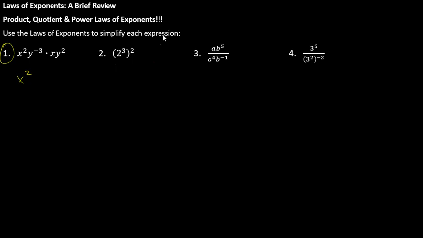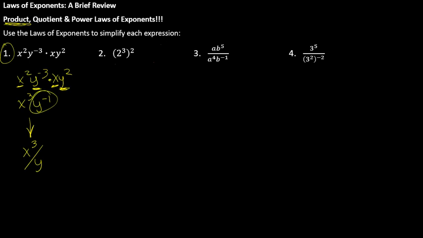So here we've got x squared times y to the negative 3 times xy squared. Okay, so first we want to look at things that have matching bases. So x squared times x, well, that's x to the third. Then we're looking at our y's, and of course, we're invoking the product law. So y to the negative third times y to the second, well, that would be y to the negative 1, which is going to give me x cubed over y to the first power.